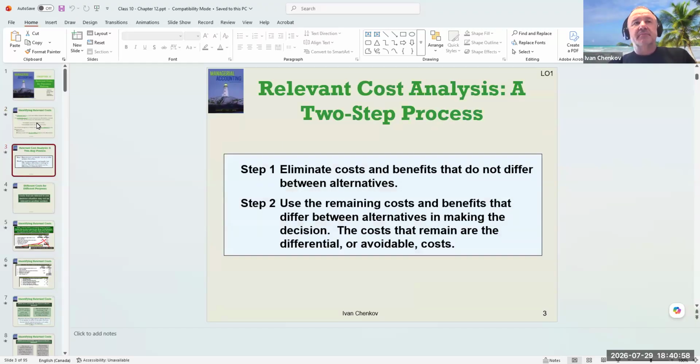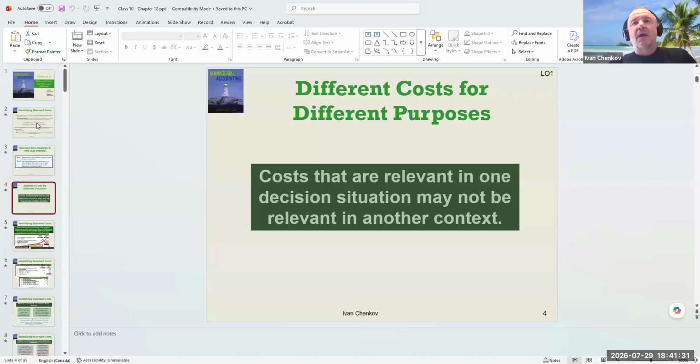The steps in this approach: first step is, once we gather the information, we're going to eliminate the costs and the benefits which do not change between one alternative and the other alternative, and all the remaining costs and benefits, which are different between one alternative and another alternative, we're going to consider. They can be differential, they can be avoidable, they can be anything else. We're going to see how it's going to go.